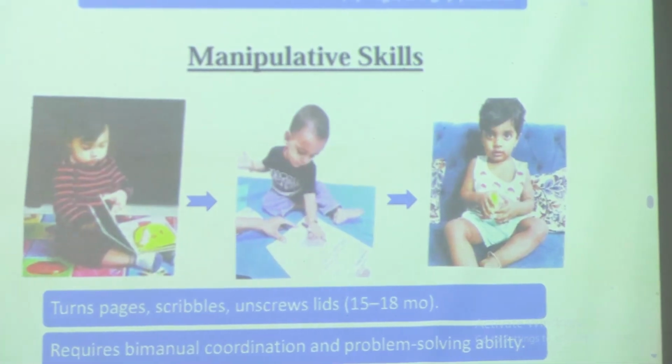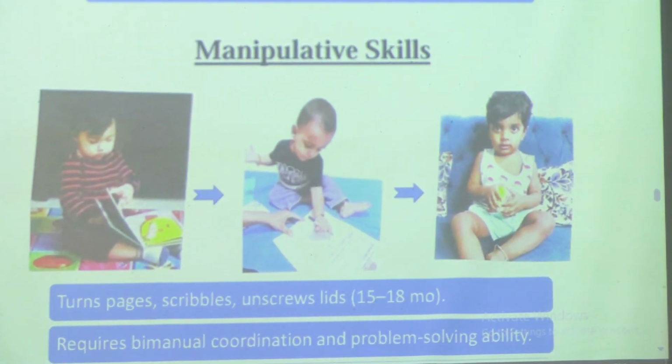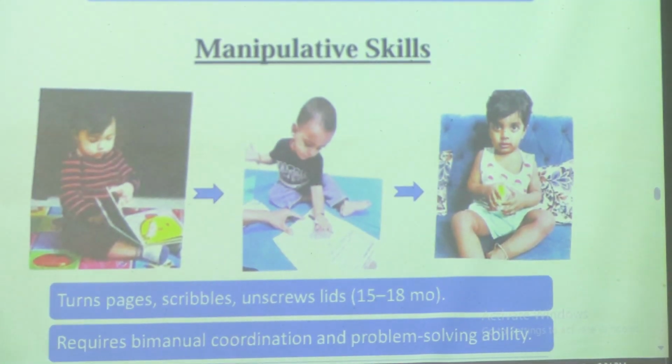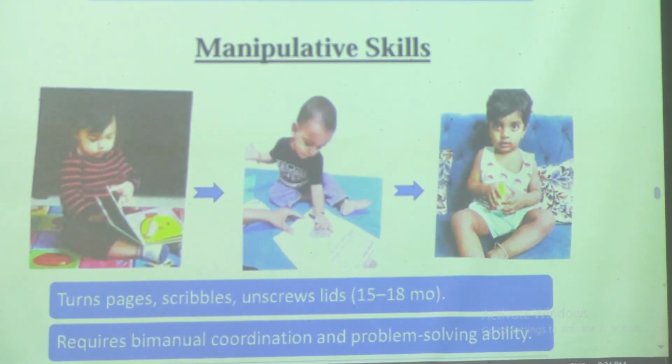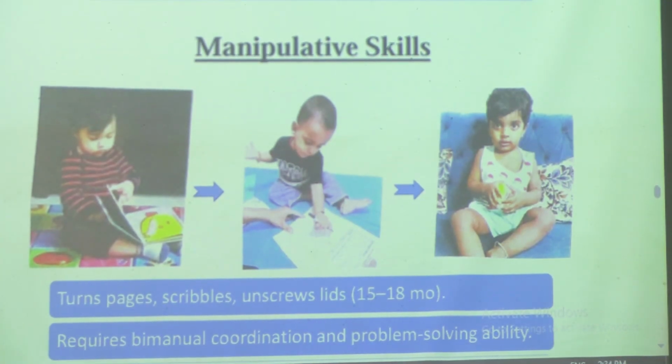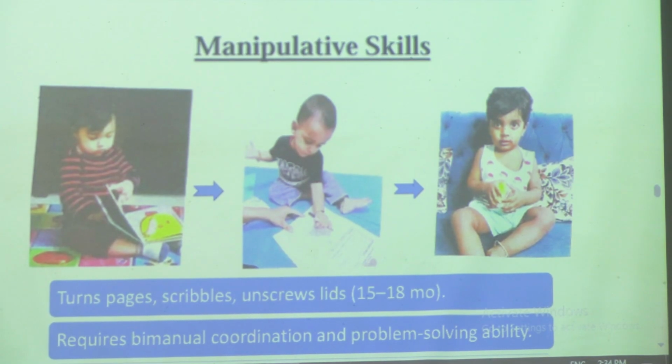See, at... किताब का पेज बच्चा उल्टाते हैं. At 15th month to 18th month he can turn 2 pages. He scribbles, he unscrews lids at 15 months of age. They require bimanual coordination and problem solving ability.